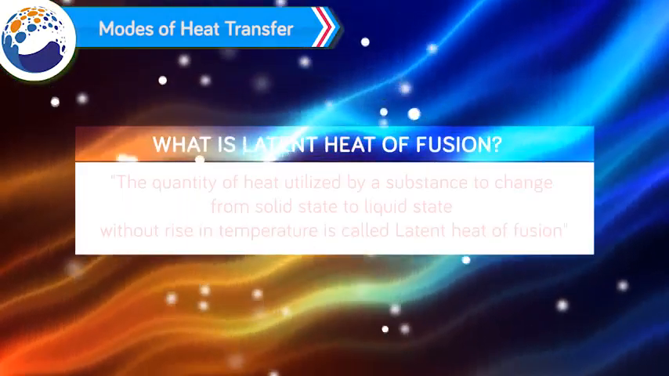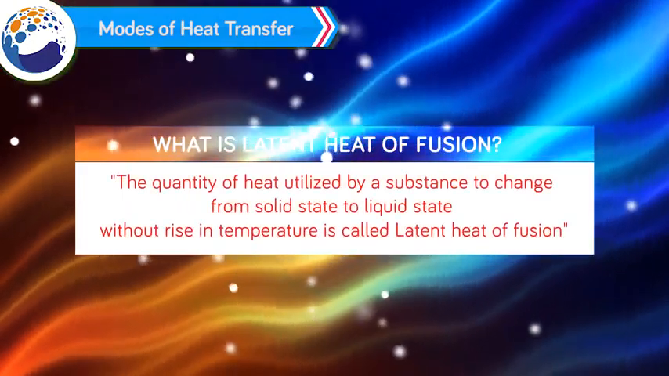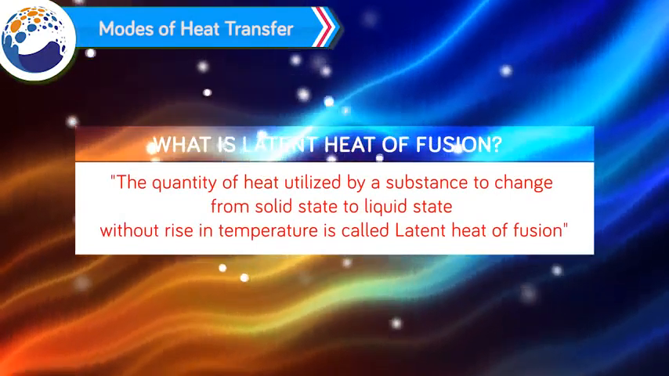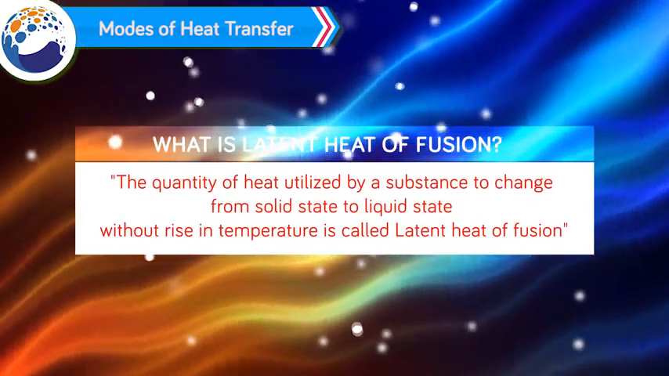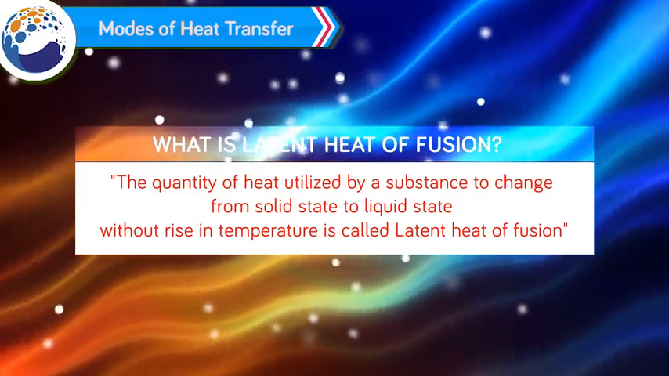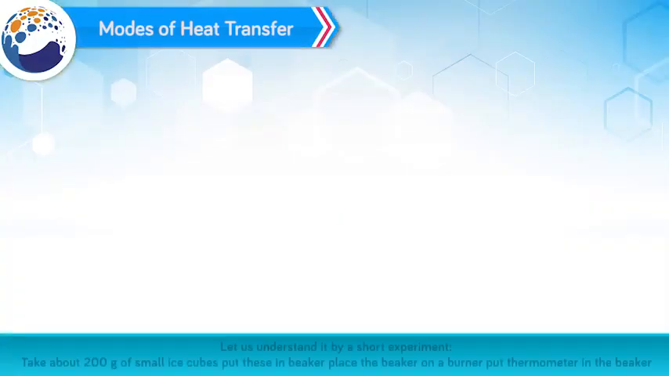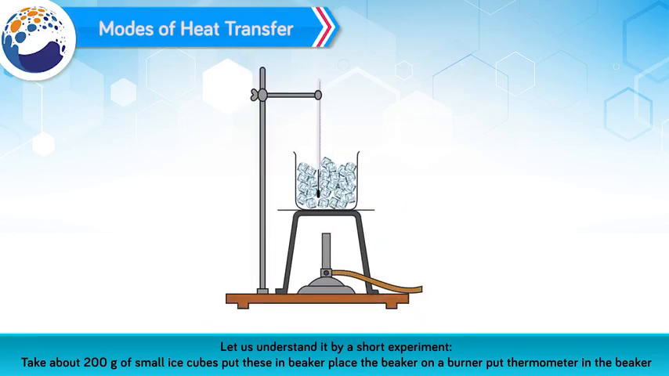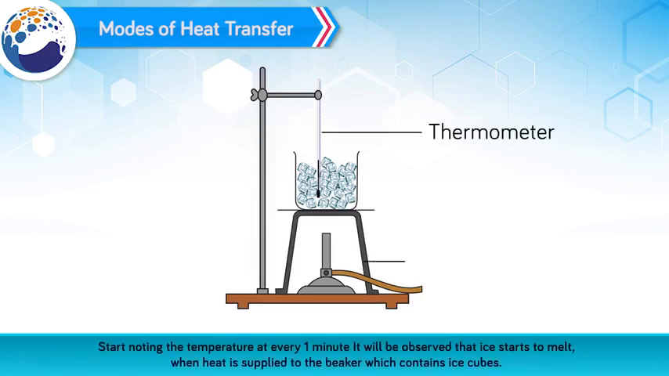What is latent heat of fusion? The quantity of heat utilized by a substance to change from solid state to liquid state without a rise in temperature is called latent heat of fusion. Let us understand it by a short experiment. Take about 200 grams of small ice cubes, put them in a beaker, place the beaker on a burner, then put a thermometer in the beaker. Start noting the temperature at every 1 minute.